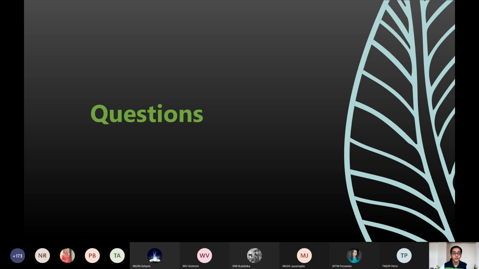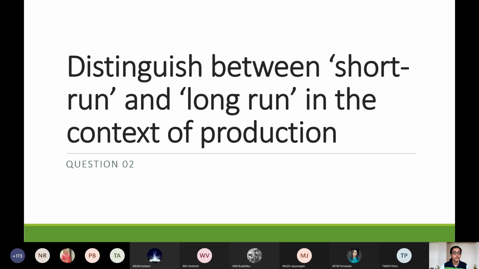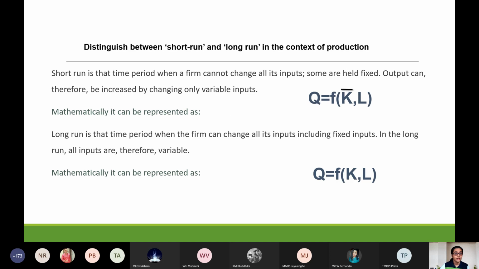So now my question was to distinguish between short run and long run. Here are the definitions. Short run is that time period when a firm cannot change all its inputs. Some are held fixed. Outputs can therefore be increased by changing only variable inputs. So your function is basically capital and labor. Capital is constant, therefore there is a bar on top of K.